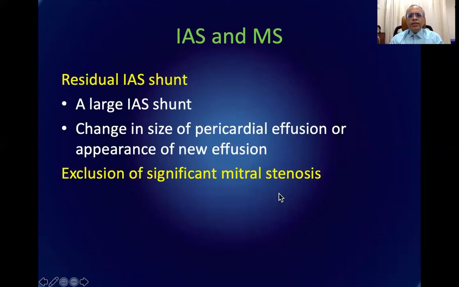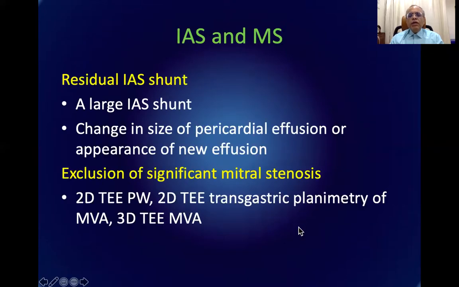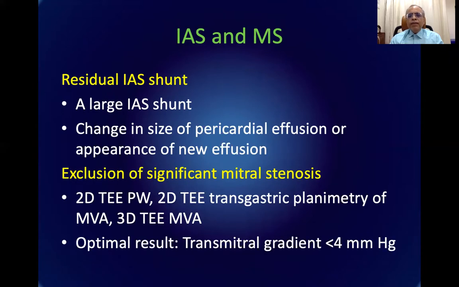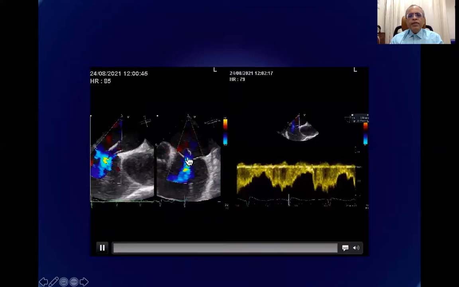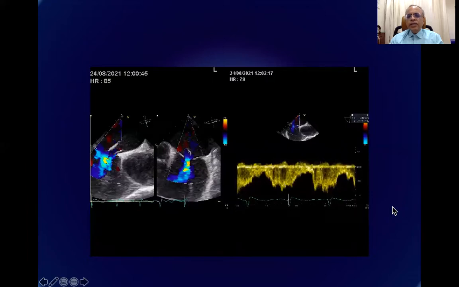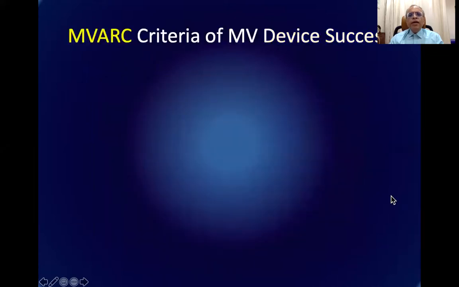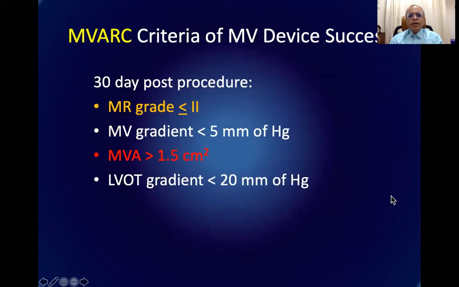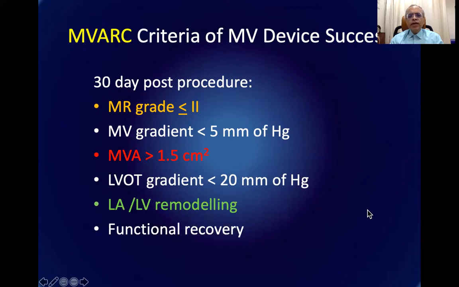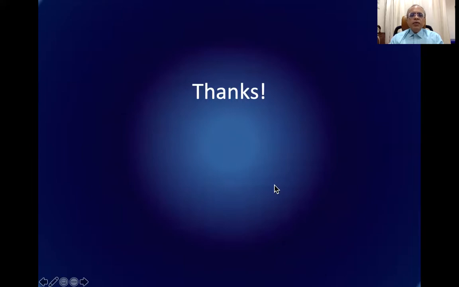Then you look at the interatrial septum for the residual shunt because of the trans-septal puncture and passage of the steerable guide catheter. As you can see here, there is a much larger interatrial septal gap, and this needs to be closed by the ASD device. Then you look at the 3D to see the central bridge of the clip, and there are certain criteria for the device success: the MR grade should be less than 2, the gradient should be less than 5, the valve area should be above 1.5, LVOT gradient should be less than 20. This is how the transesophageal echo performs the most central role in mitral clip.